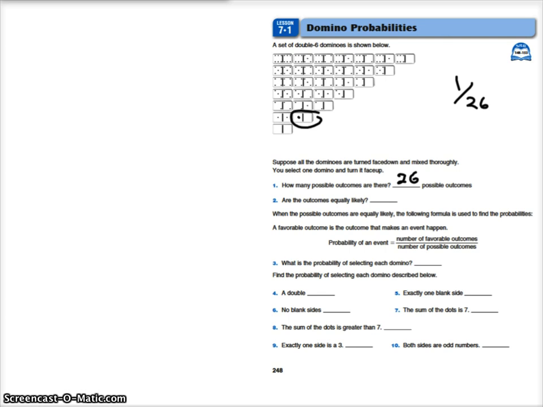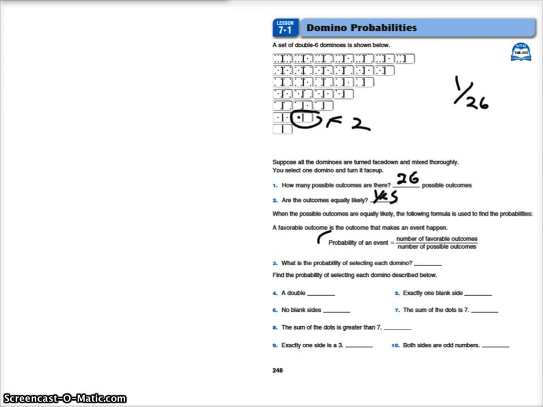Here's number 2. This is the last one that I'm going to do in this video. But are the outcomes equally likely? Yeah, there's nothing different. We turn them all over. I can't tell which domino is which. There's no repeating number of dominoes. So I would say yes. Now, if we had 2 of these guys, then that would not be true. There's a better chance of getting that domino.